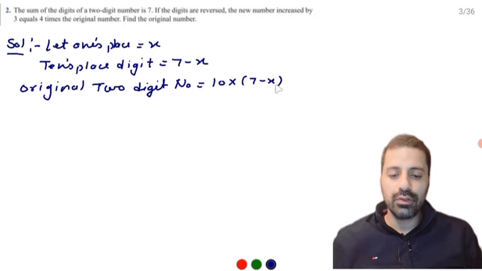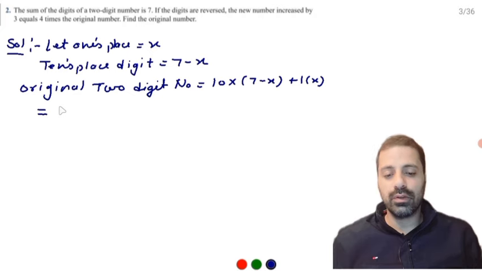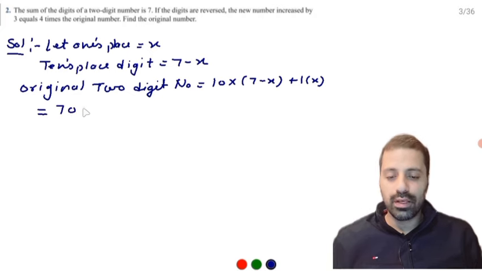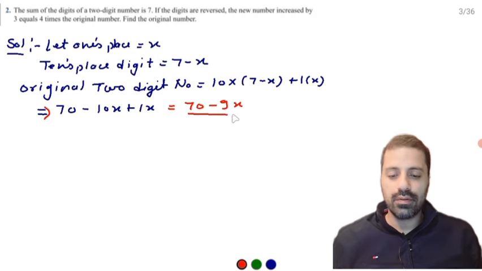10 multiplied by the tens place digit, that is 7 minus x, and 1 multiplied by the ones place digit. So now simplify this: 70 minus 10x plus 1x. So finally we have from here 70 minus 9x. This is the two-digit number here.